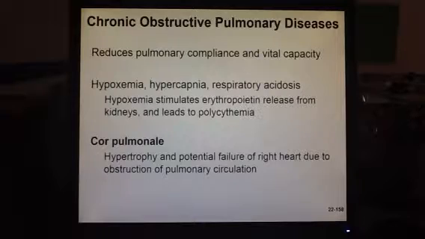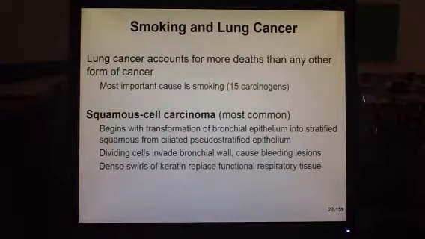Okay, this is still talking about COPD, and COPD reduces pulmonary compliance and capacity. And then the last category is going to be cancer. We're going to look at lung cancer types and then talk about how smoking impacts that. Lung cancer accounts for more deaths than any other form of cancer, and the most important cause is smoking. There are 15 known carcinogens. Carcinogen just means a substance that we, based on research, know causes cancer.